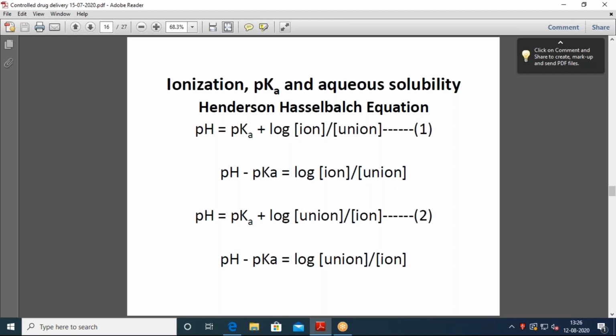But still, practice this equation. Nothing big to practice. Somebody who is good in mathematics can easily remember this. The second equation: pH minus pKa is equal to log ionized by unionized for acids, whereas this last equation, as you can see, for bases it is log unionized by ionized. The ratio will interchange. Shall we proceed further now? Yes, sir.